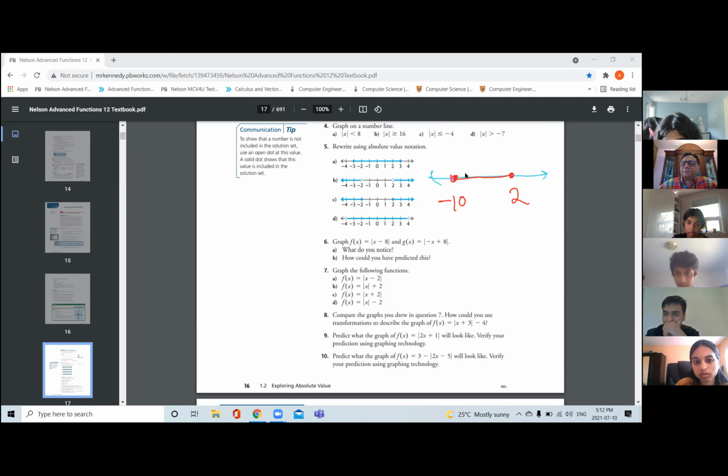Wait, can you actually repeat the question? You have to write this solution. It is same as this. Rewrite using absolute value notation, except the book has given you very simple examples, correct? You could easily answer them. But I have not given you symmetrical points. I'm saying from minus 10 to 2. What is the absolute function whose solution will be this? How will you do this?